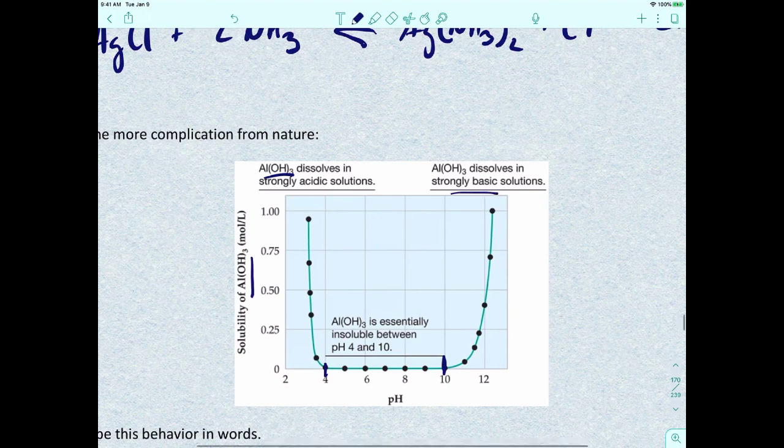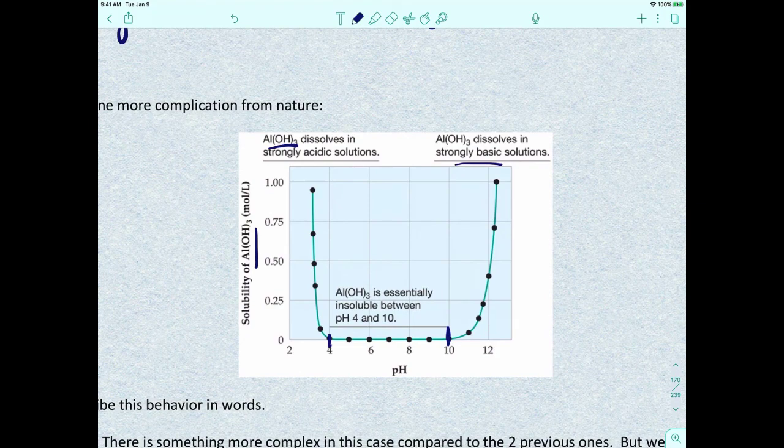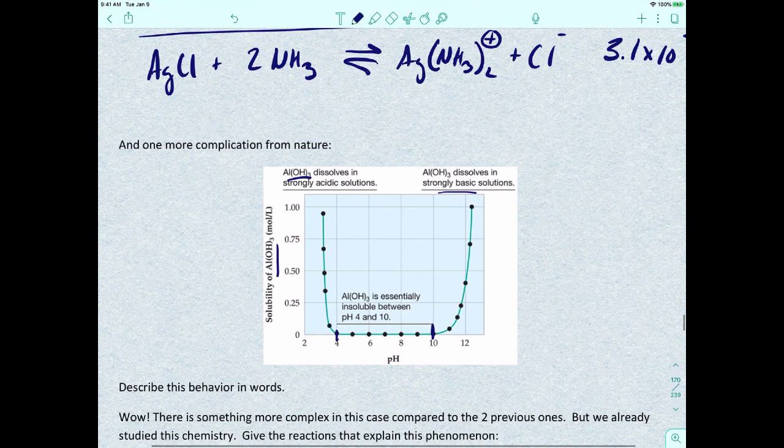So things can get complicated. The take home message here is that complex ion formation and complex ion solubility can get really, really complicated really quickly. So again, this is just enough to whet your appetites. If you go further on in the chemistry, especially inorganic chemistry, you will study a whole lot more of this stuff.